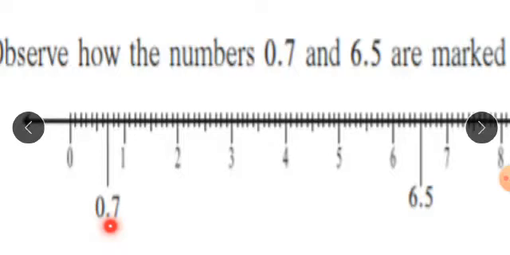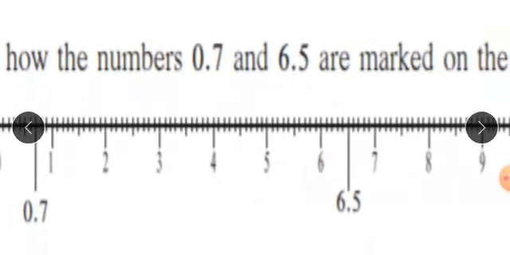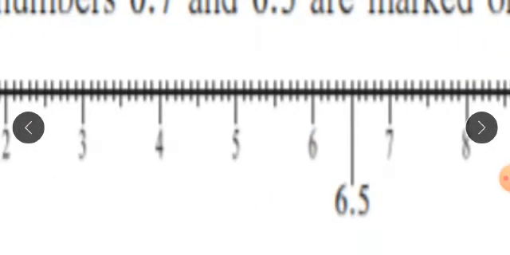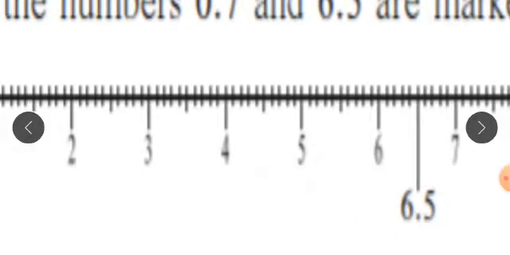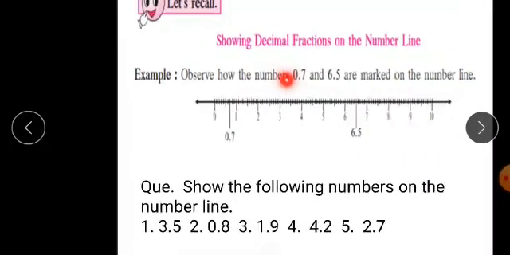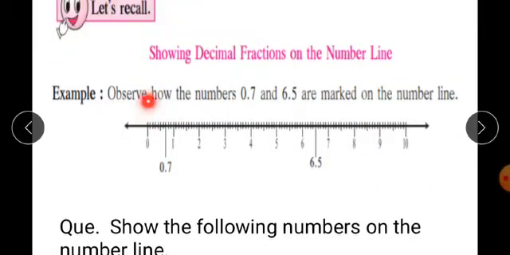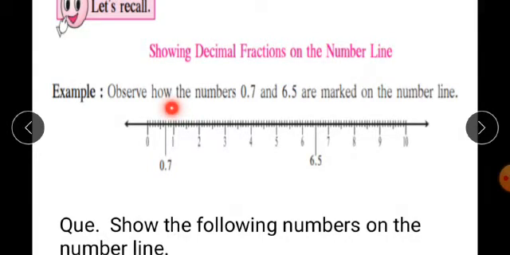And next fraction is 6.5. It means it must lie between 6 and 7. Therefore, again, this distance is also divided into 10 equal parts. And when we start counting from 6, 1, 2, 3, 4, and 5, therefore this mark indicates the number 6.5. Student, you have to do one thing. After showing the number on this number line, you have to encircle this mark and write down point A above 0.7 and point B above 6.5.